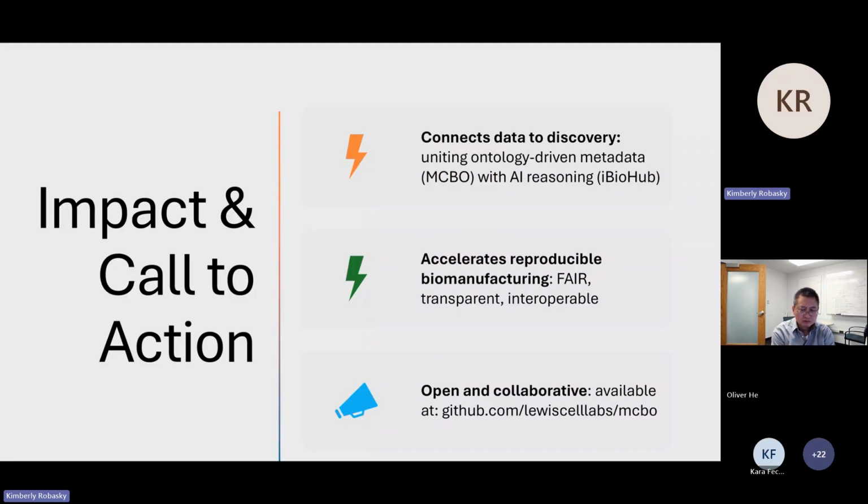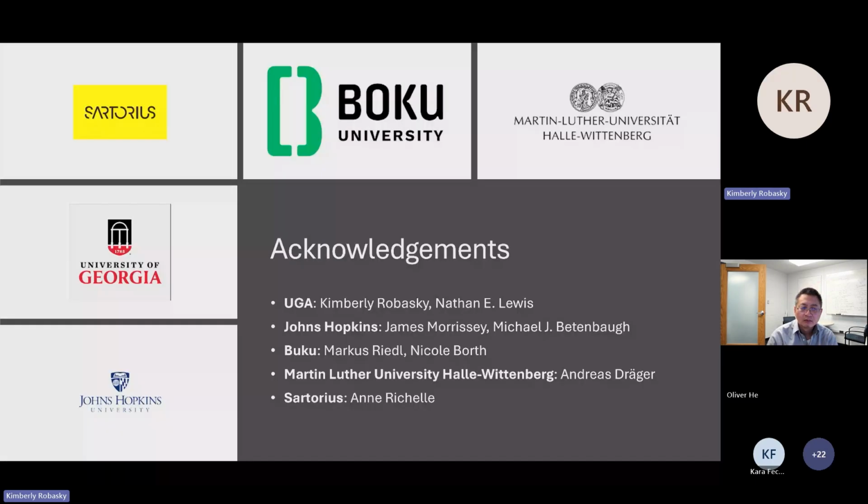In summary, MICBO provides a principled yet pragmatic semantic framework for mammalian cell bioprocessing, bridging the gap between experimental reality and machine actionable knowledge and paving the way for FAIR, AI native, and interoperable data structures.